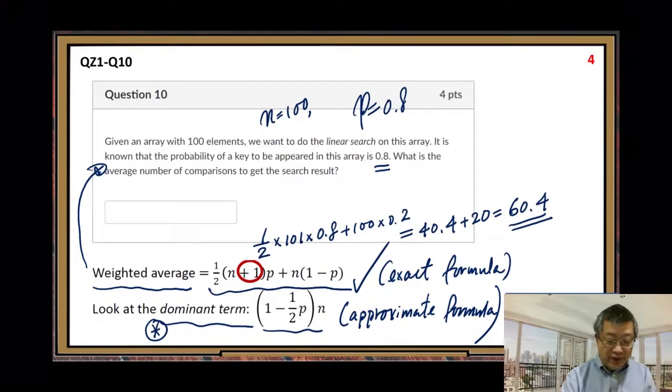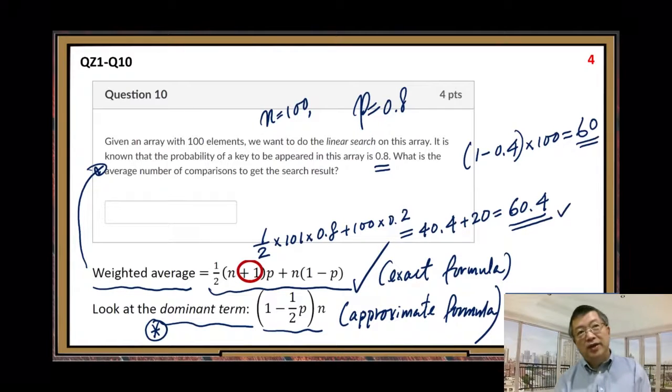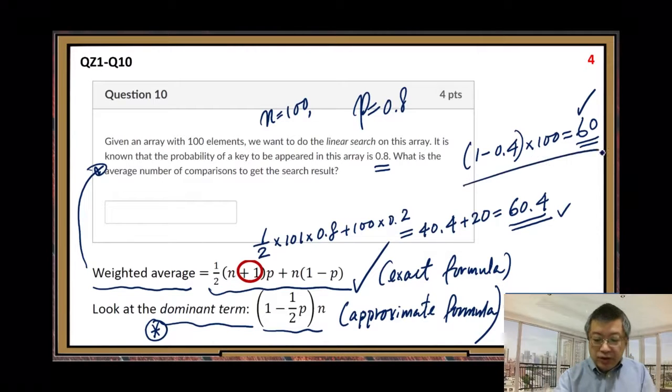By the second one, very easy, right? So 1 minus 1/2 times 0.8 is 0.4. Then times 100, so you get 60. These two numbers differ. Some students told me they put this 60, then after they checked the answer, they lost all 4 points. Let me explain this situation. When you put this answer, you lost all the 4 points.